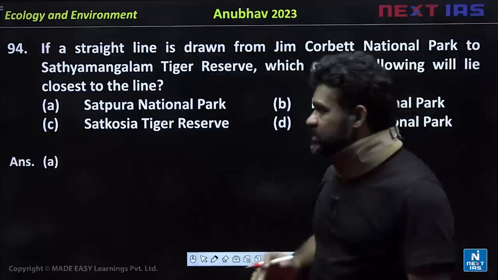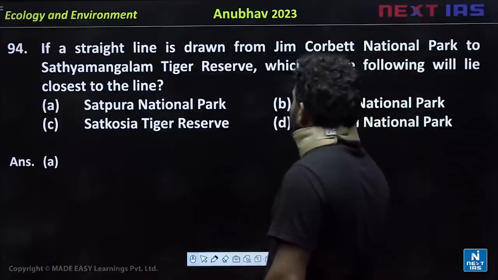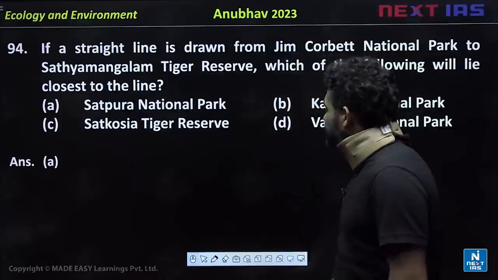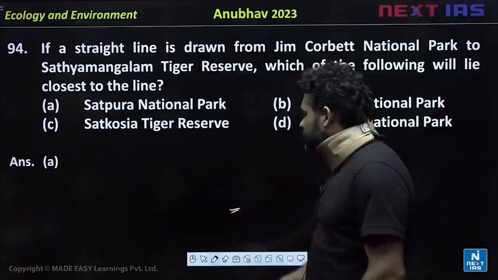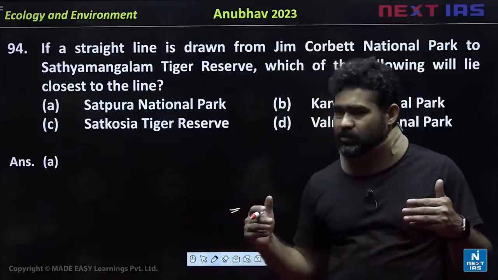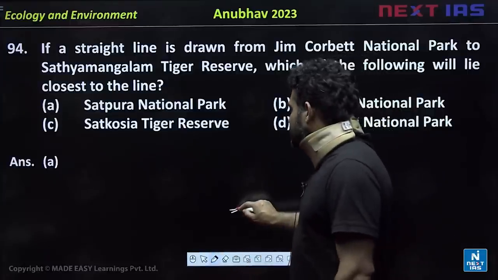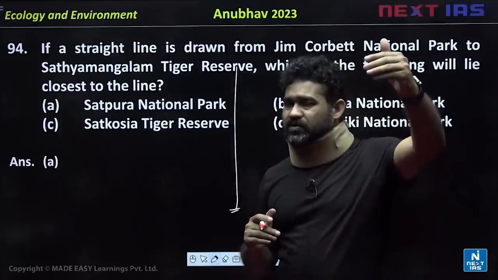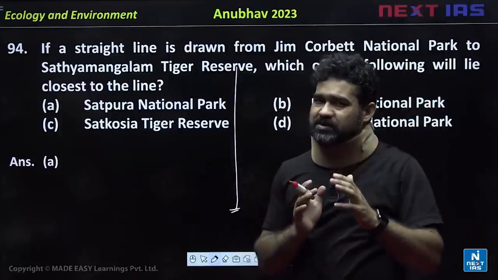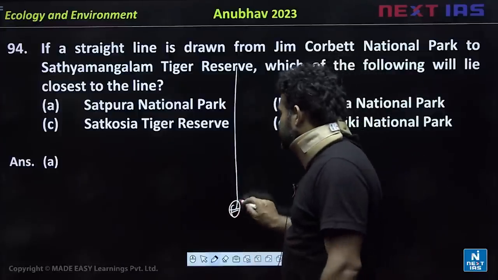Now, if you see, this is India's map and this is Jim Corbett it is talking about. Right, Jim Corbett to Satyamangalam Tiger Reserve. So when we say Satyamangalam Tiger Reserve, we are talking about the almost meeting point of the Western Ghats and the Eastern Ghats. So it means we are talking about that part where the northern part of Tamil Nadu and the southern part of Karnataka meet, that place over here. Right, that is Satyamangalam Tiger Reserve.